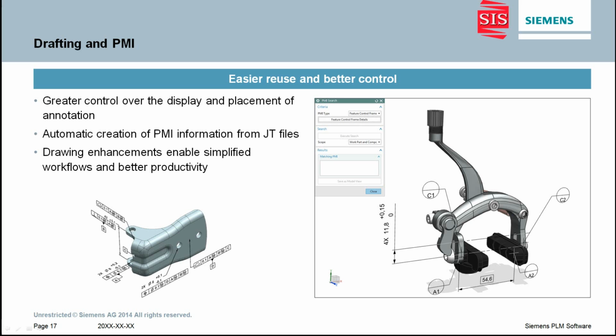You can open a JT file and automatically create PMI information from it in NX 10. This includes dimensions, geometric dimensioning and tolerancing objects, weld symbols, centerlines, and much more. Since these are real PMI objects, they can be used downstream in a drawing or manufacturing processes like any other PMI object. With NX 10, you can take advantage of existing information much more quickly than before.